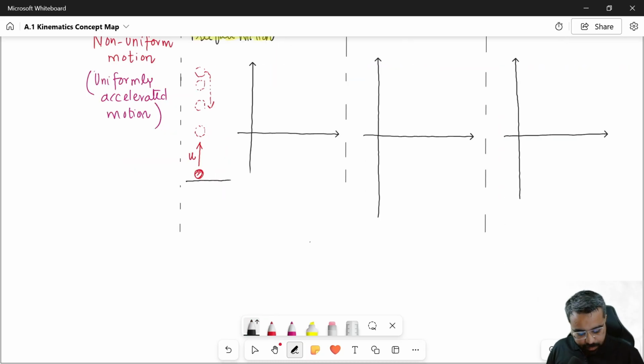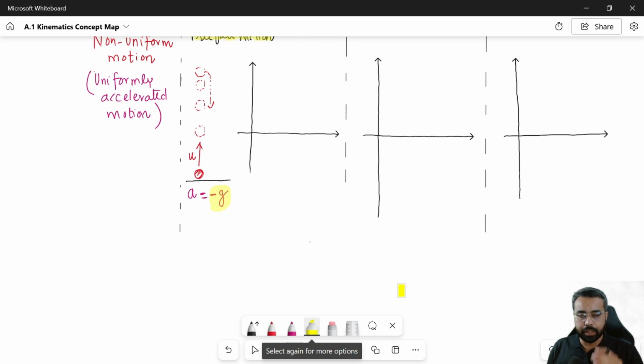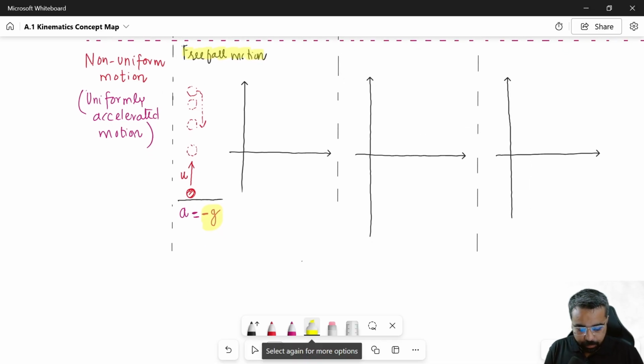So students, in this case, remember one thing: acceleration is only due to the force of gravity, that's why it is constant, negative g. It is a constant value, negative 9.8 meter per second squared. Negative is just because the acceleration direction is downward. And why is it negative g? Because only one force will be exerted on this object, that will be the force of gravity. This is called free fall motion.